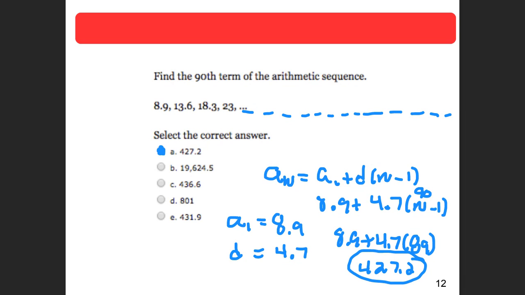Okay, so that was a little bit tougher. It made us think about how to find the 90th term without having to write them all down. Well, if I can come up with an explicit formula, then I can find the 90th term just by plugging it in. All right.